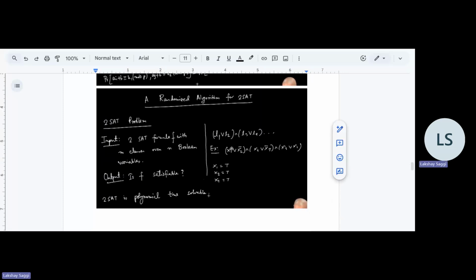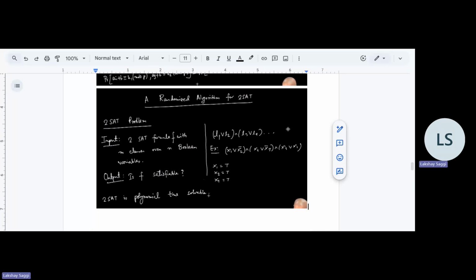And after this, in the lectures, we also discussed a randomized algorithm for the two-set problem. So what is the two-set problem? In the two-set problem, I hope people have heard of this, two-set is the two satisfiability problem. And what does this mean? Suppose we are given a two-set formula as input with m clauses and n Boolean variables.